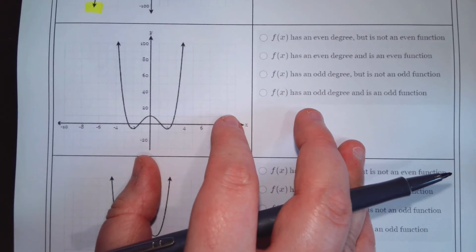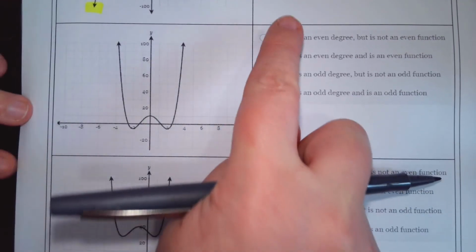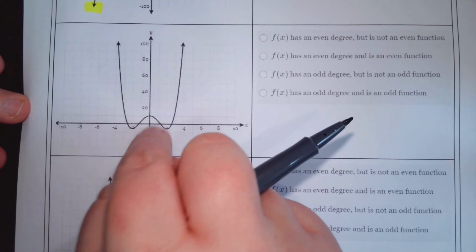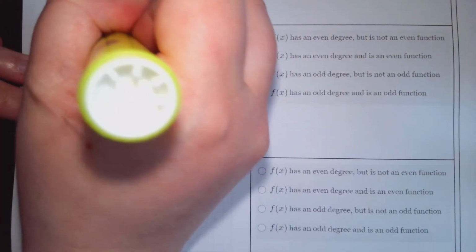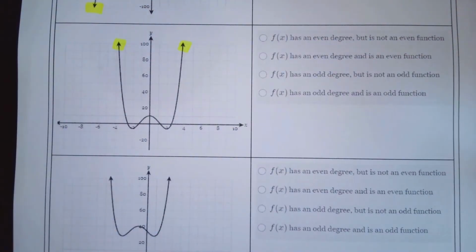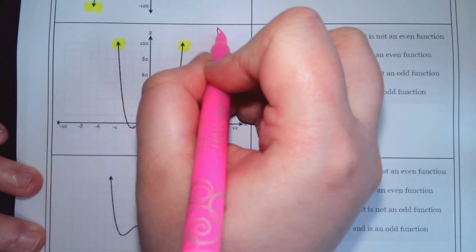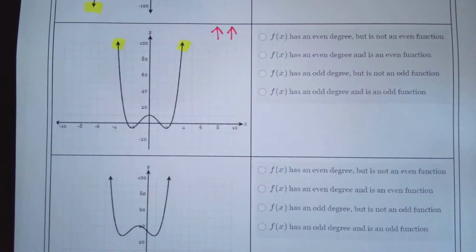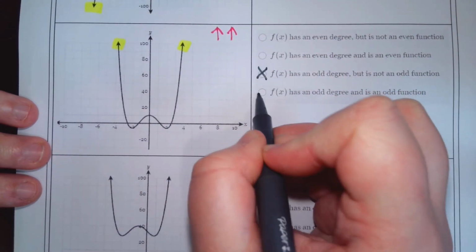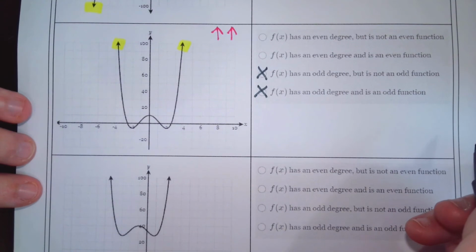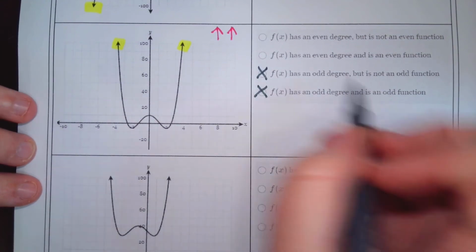All right, let's look at our next one. All right, so again, we have all the same choices. Different graph now. So we're going to look at the ends. As you can see, our ends are both going up, so they're going in the same direction. This means it is an even degree. So I'm going to cross off our odd degree choices because we know it's even.